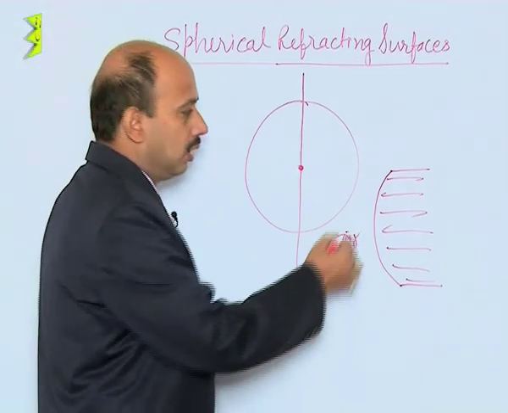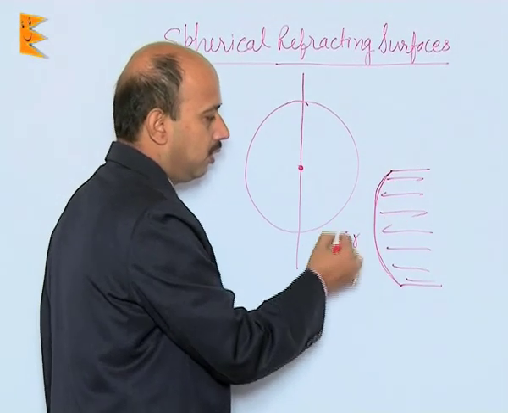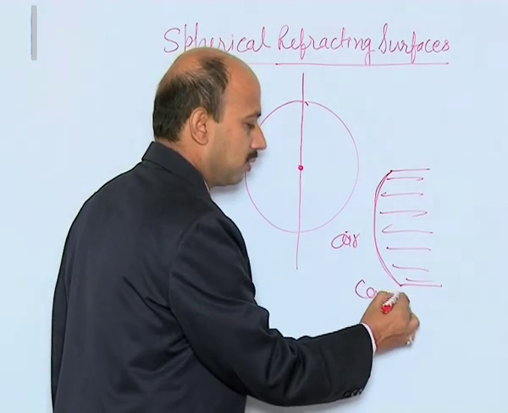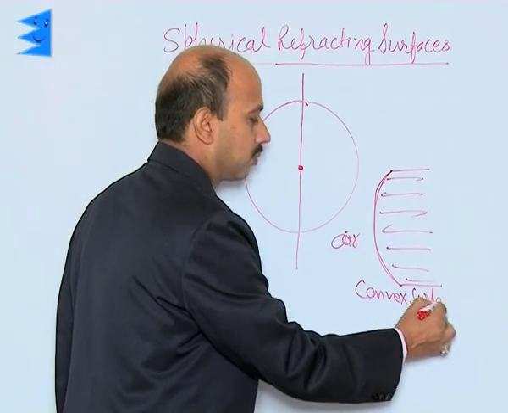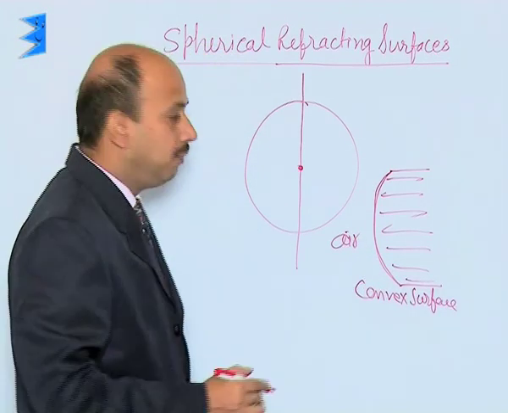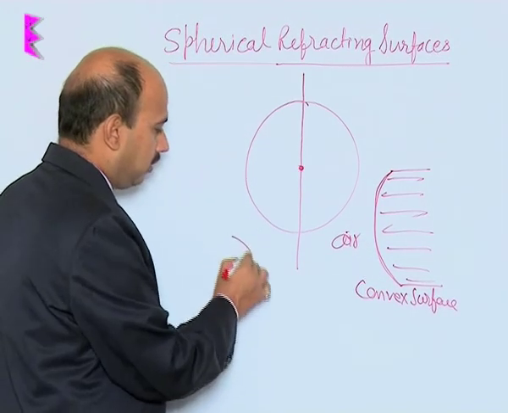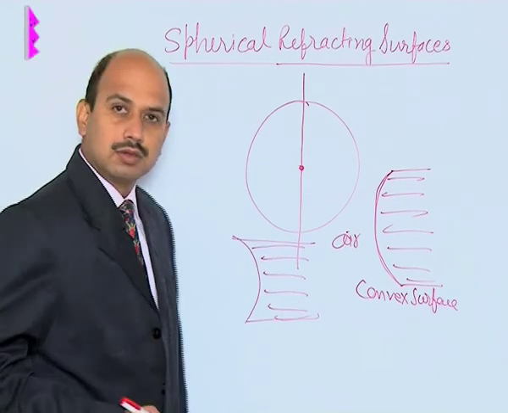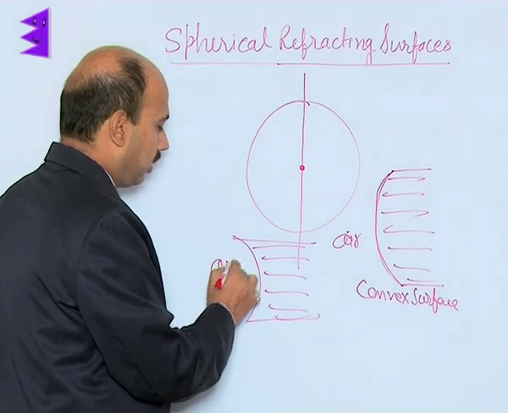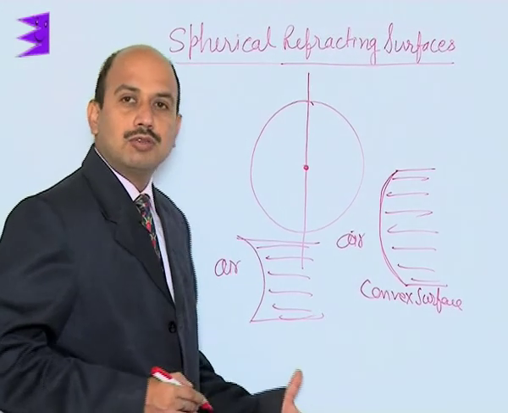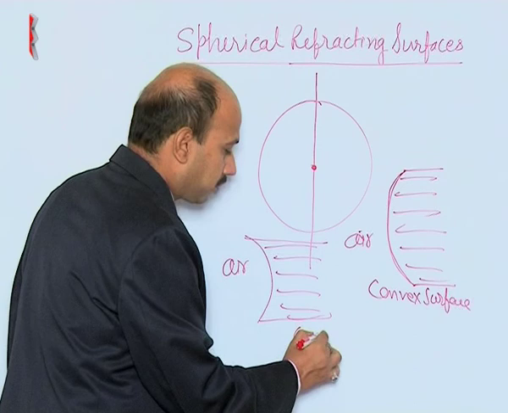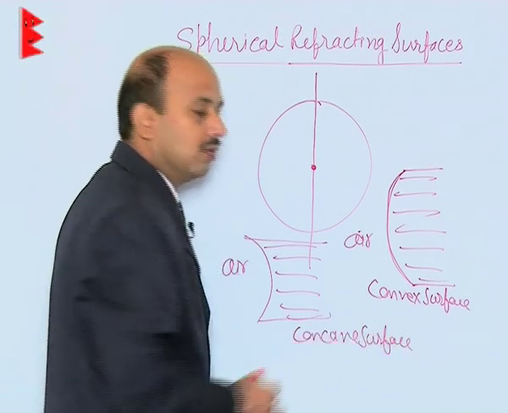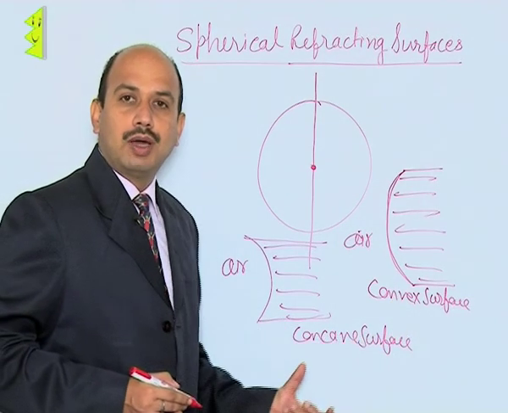So now see here, the convex surface is facing the air. This one is known as a convex surface. If you take another surface like this, where this side is transparent material and this side is air, this one is known as a concave surface. So here we will be studying two types of refracting surfaces, one convex and the other concave.